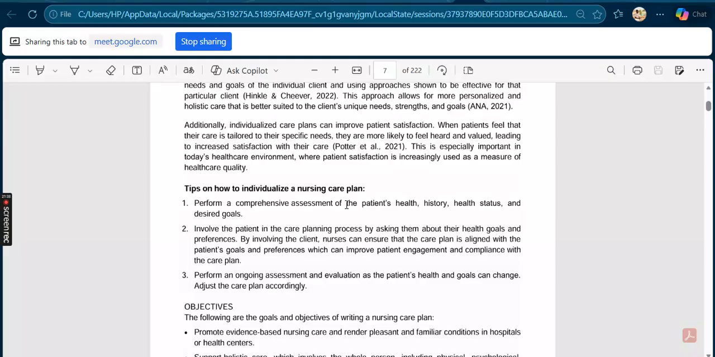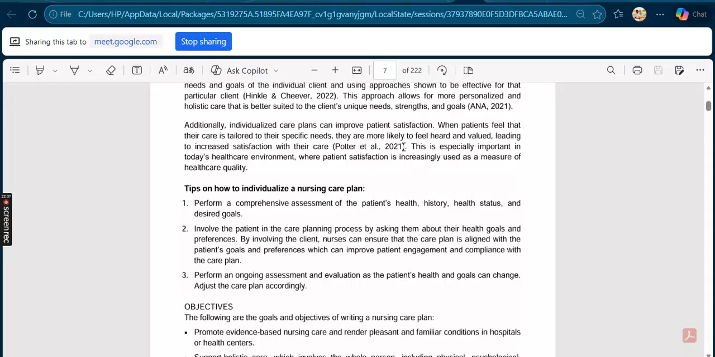By involving the client in the nursing process, nurses can ensure that the care plan is aligned with the patient's goals and preferences, which can improve patients' engagement and compliance with the care plan. Perform an ongoing assessment and evaluation, as the patient's health and goals can change. Adjust the care plan accordingly.